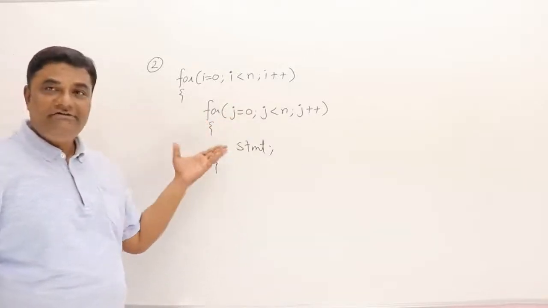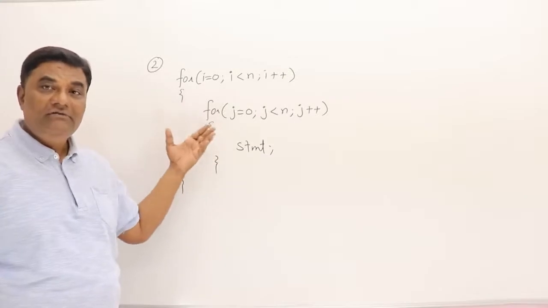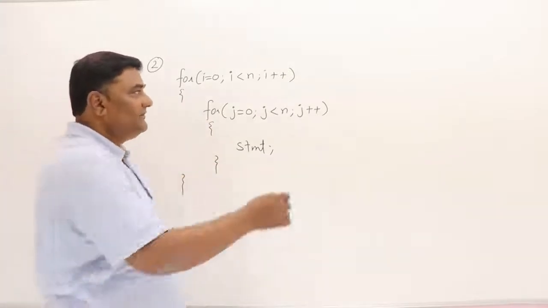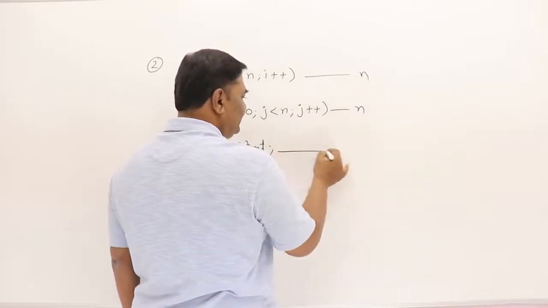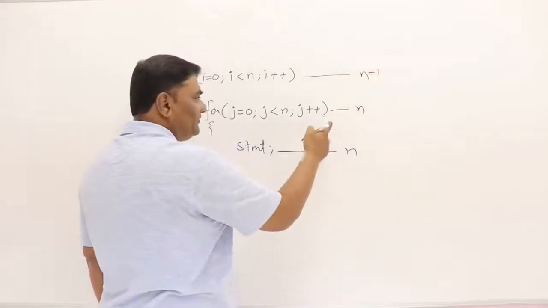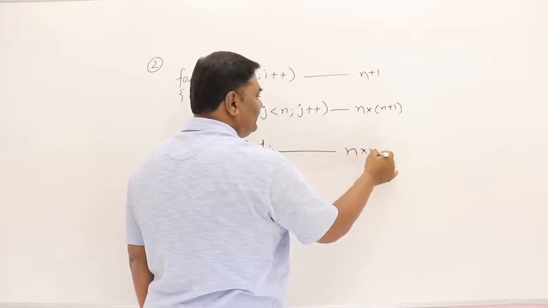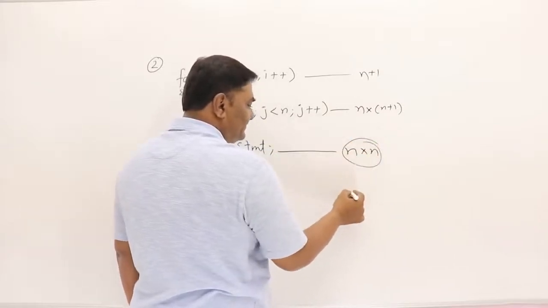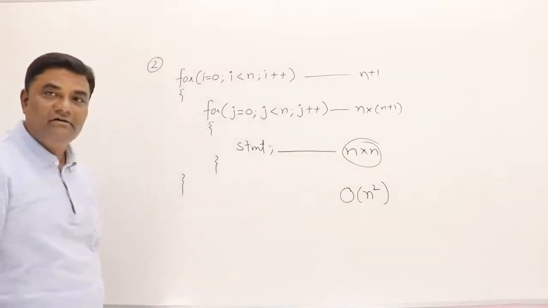Next, we are already familiar with this one. These are two loops, nested loops, one inside another. We know this will execute for n times. Actually it is n plus 1. But what about this one? Again this will repeat for n plus 1 times and this will repeat for n times. And this is order of n square.